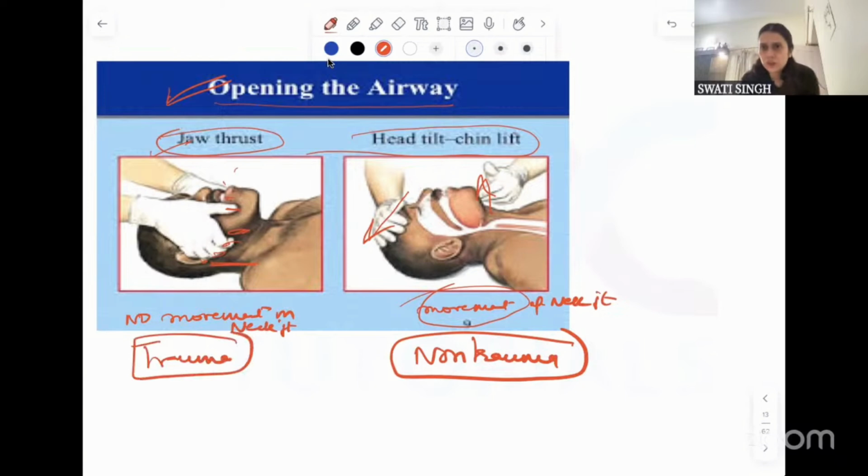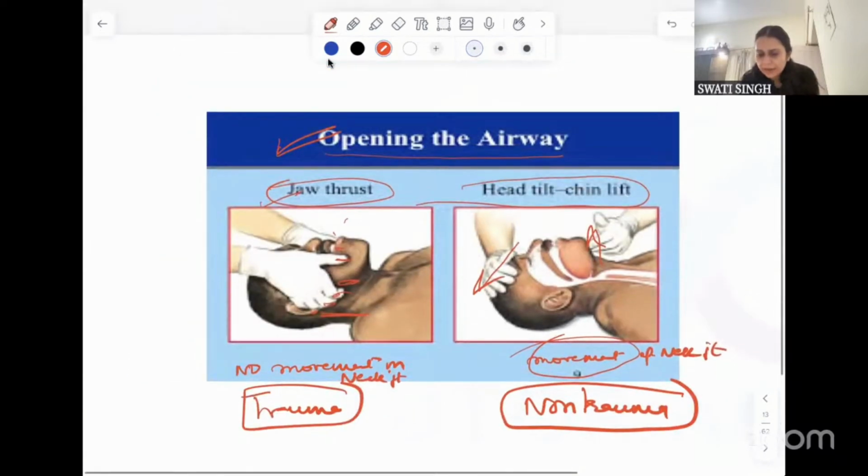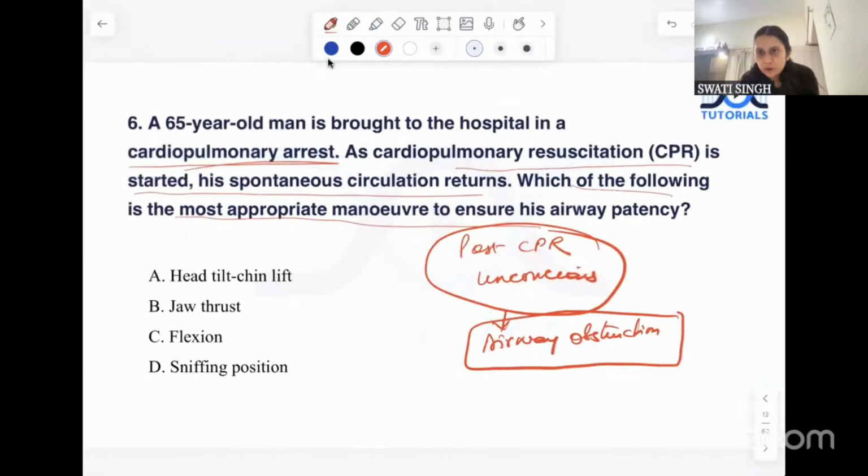So what are the questions which are asked? Questions like the clinical question I have put in your test: post CPR, the patient is unconscious, airway is obstructed. Now there is no mention of any trauma, right? So let us assume this is non-trauma. They will mention trauma if it is a trauma patient. So what would be the most appropriate method to maintain the patency of the airway? Head tilt, chin lift. If the same patient was described as trauma, I would have gone for the answer jaw thrust.